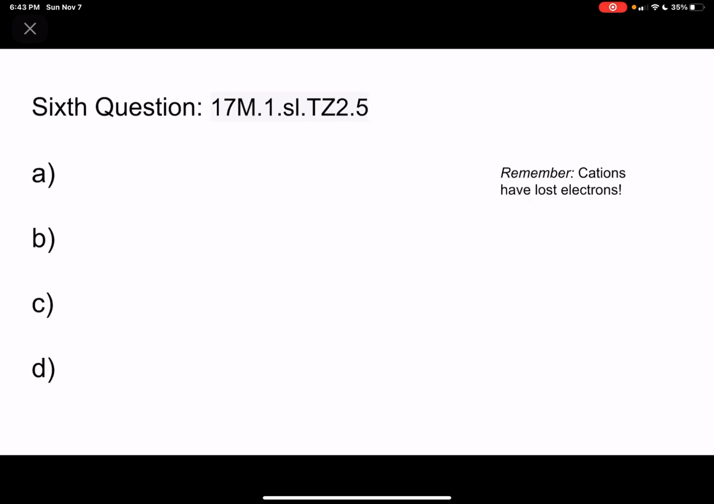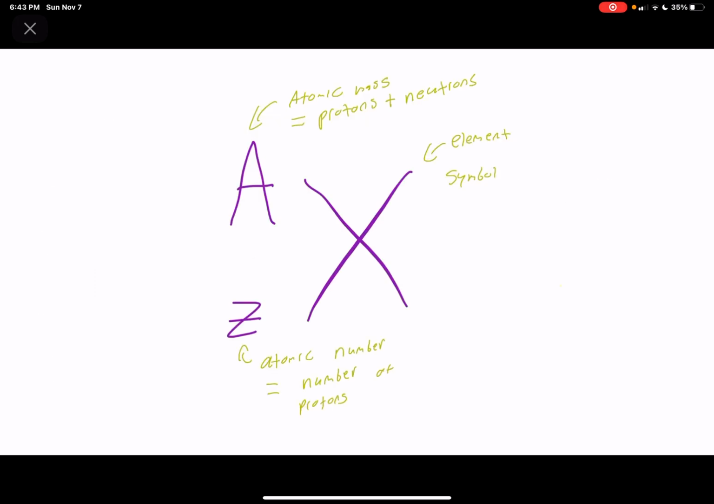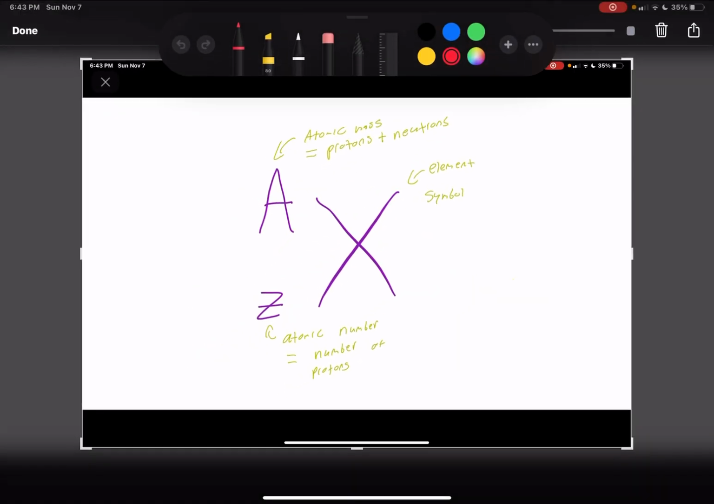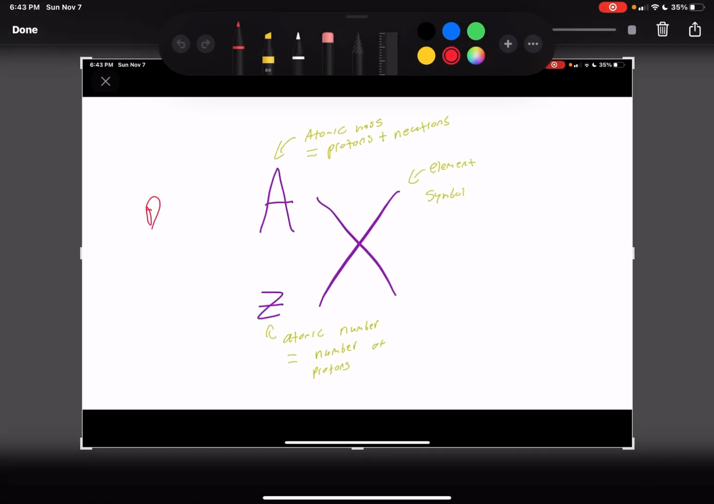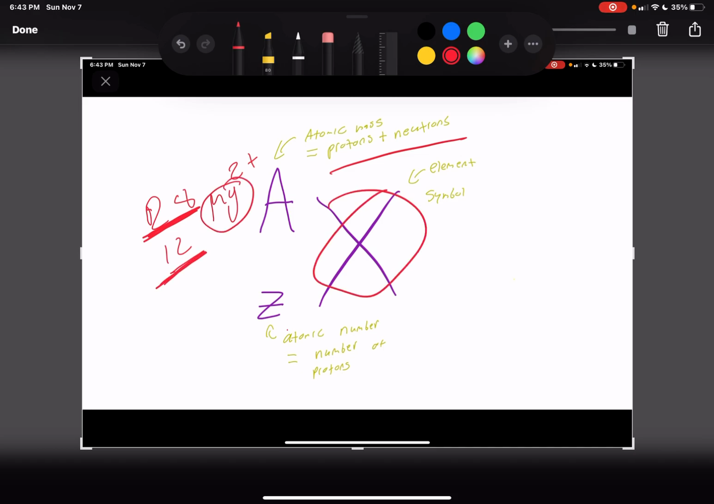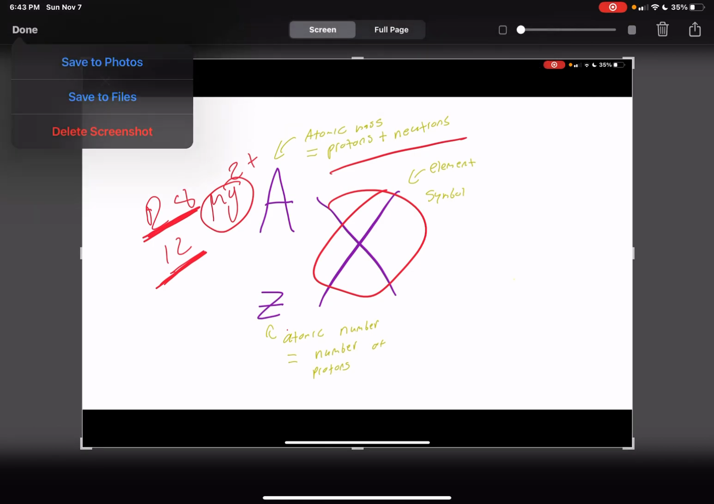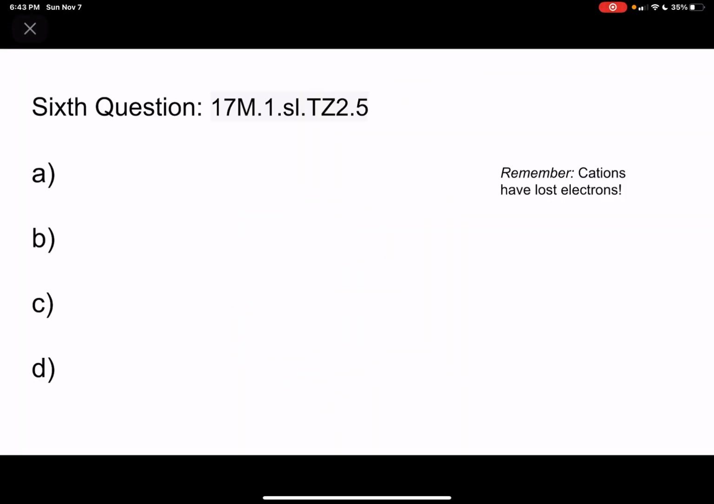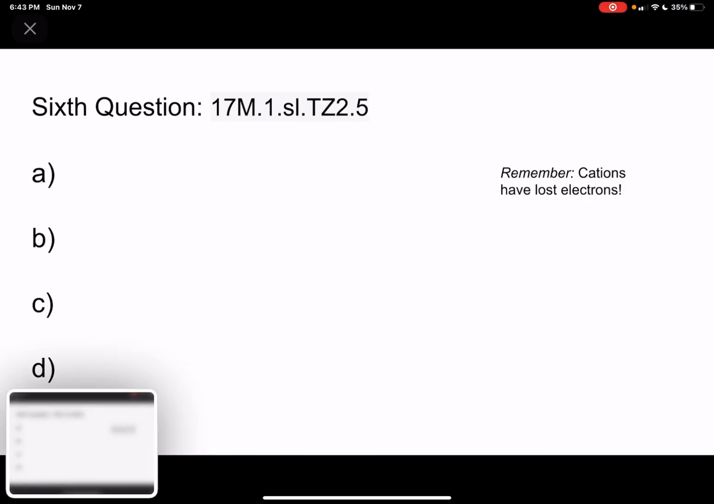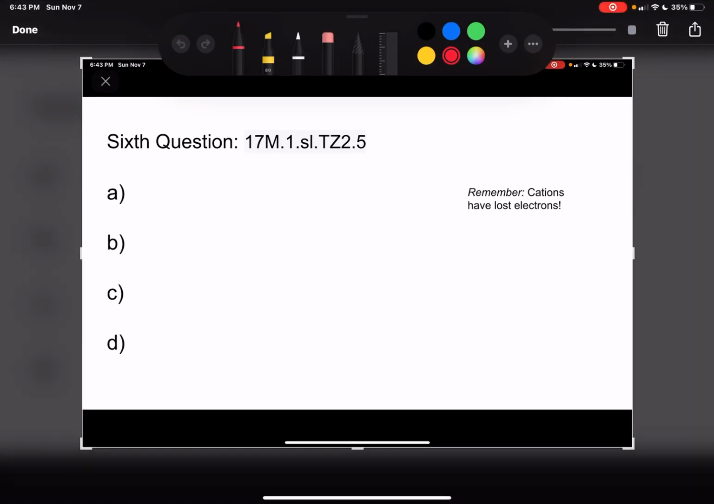And then the sixth question says, what does 24/12 Mg2+ represent? So this is the atomic mass, which is protons plus neutrons, and this is the atomic number, which is the number of protons, and this is the symbol, which is magnesium. So your answer here would be, let's see, 24, let me write it down.